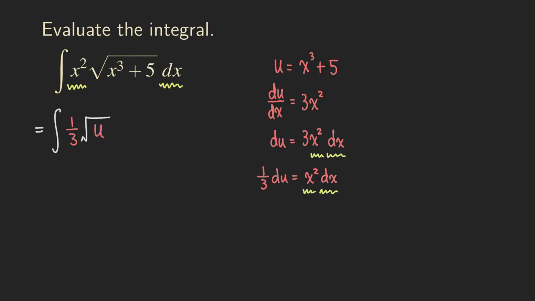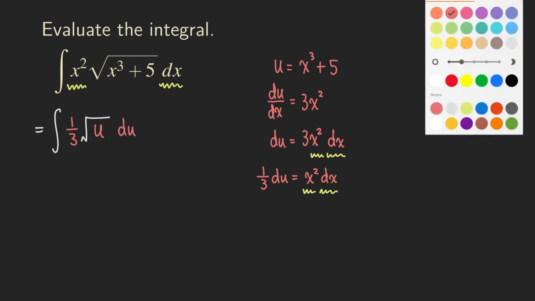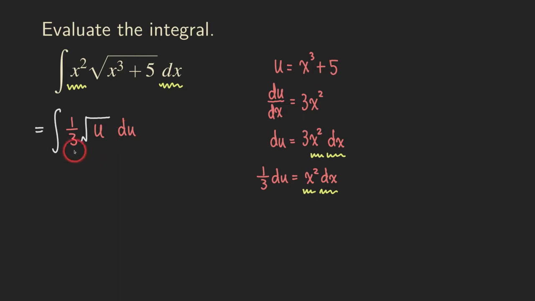Okay, so that's good. And then don't forget that we actually just put down the 1 over 3. We haven't put down the du yet, right? So I can now put it right here. So now I have a new integral, which just looks like 1 over 3 times the square root of u times the du.